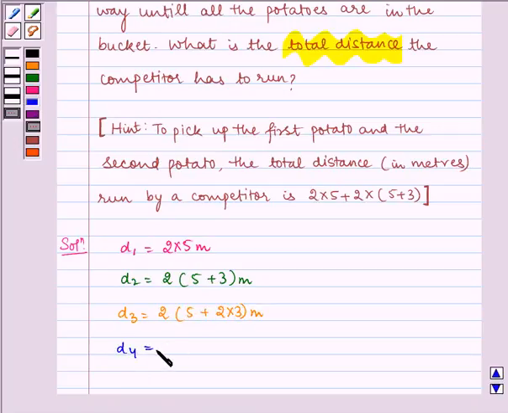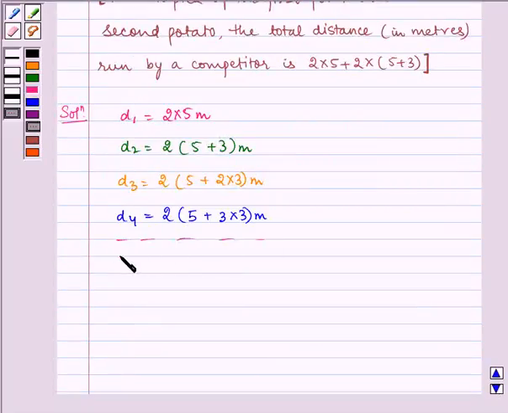Similarly, D4, the distance run by the competitor to pick up the fourth potato, is equal to 2 multiplied by 5 plus 3 multiplied by 3 meters. And so on. And lastly, we get D10, the distance run by the competitor to pick up the 10th, the last potato, which is equal to 2 multiplied by 5 plus 9 multiplied by 3 meters.